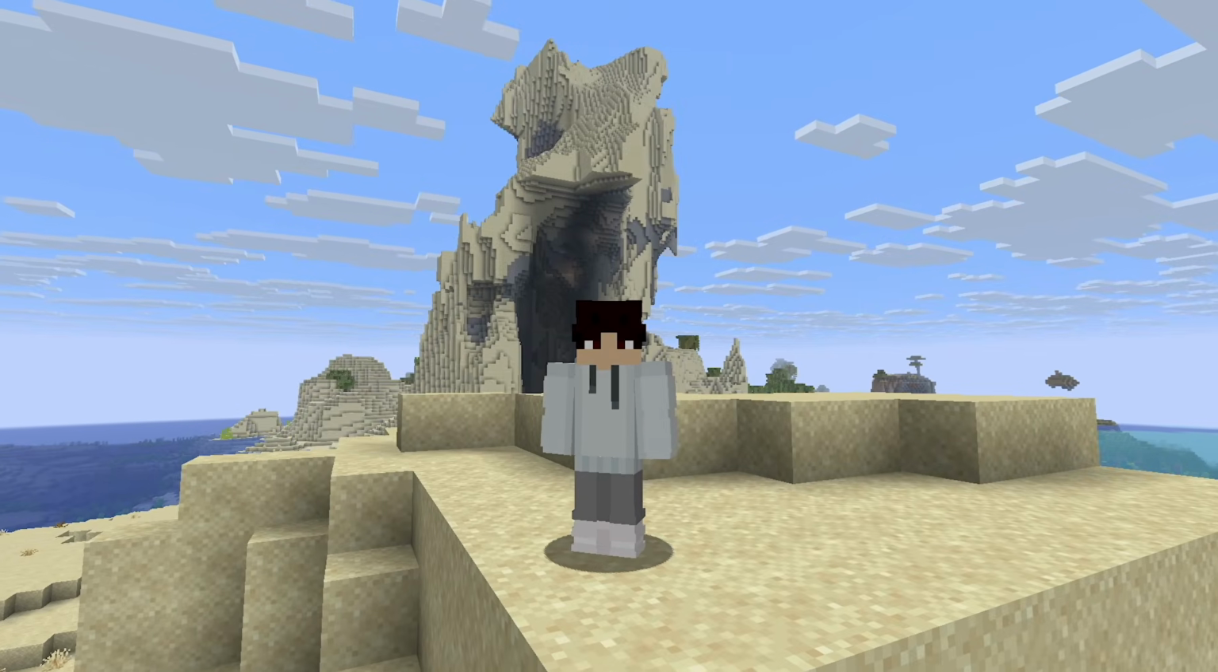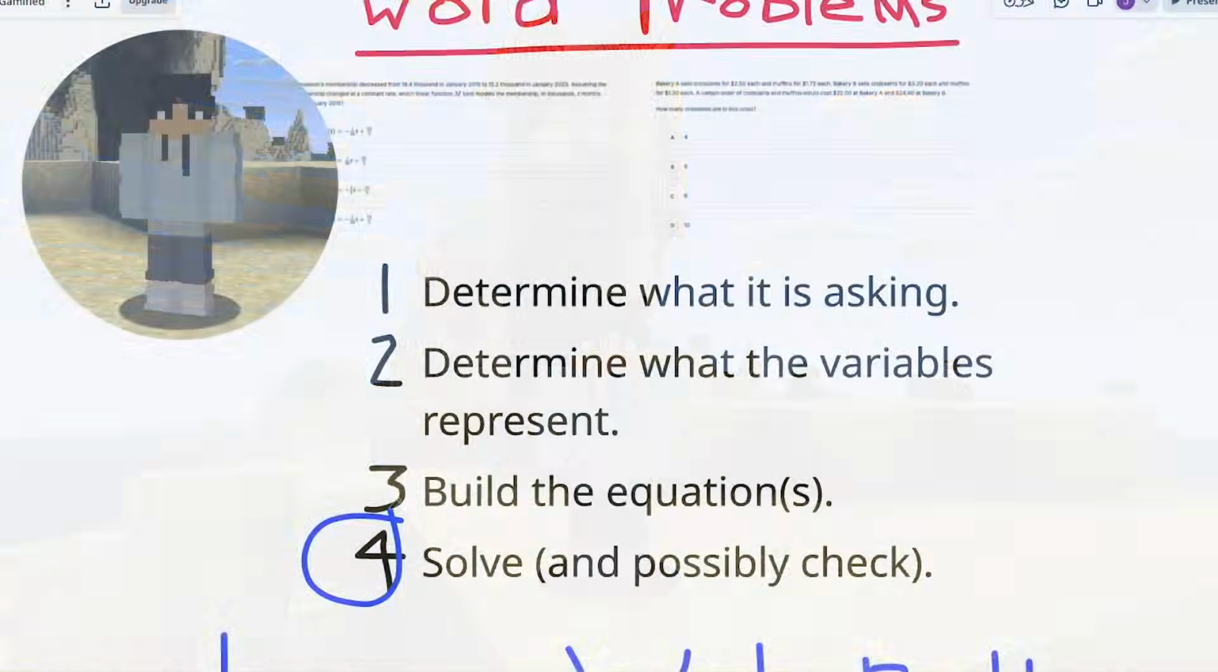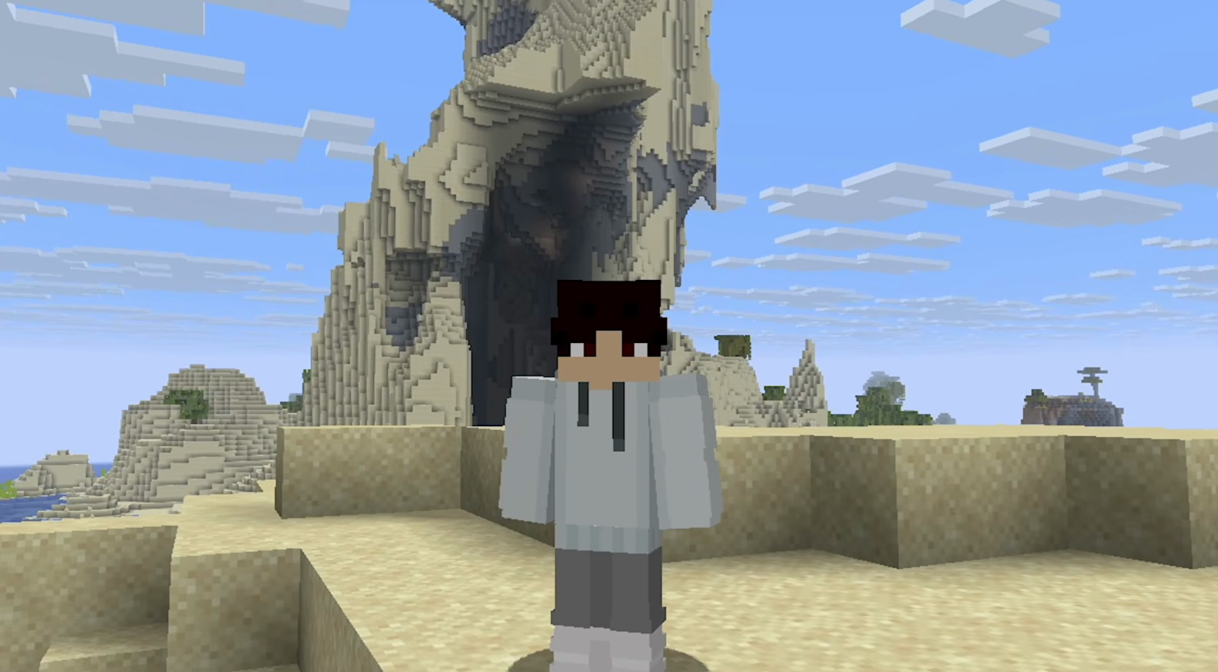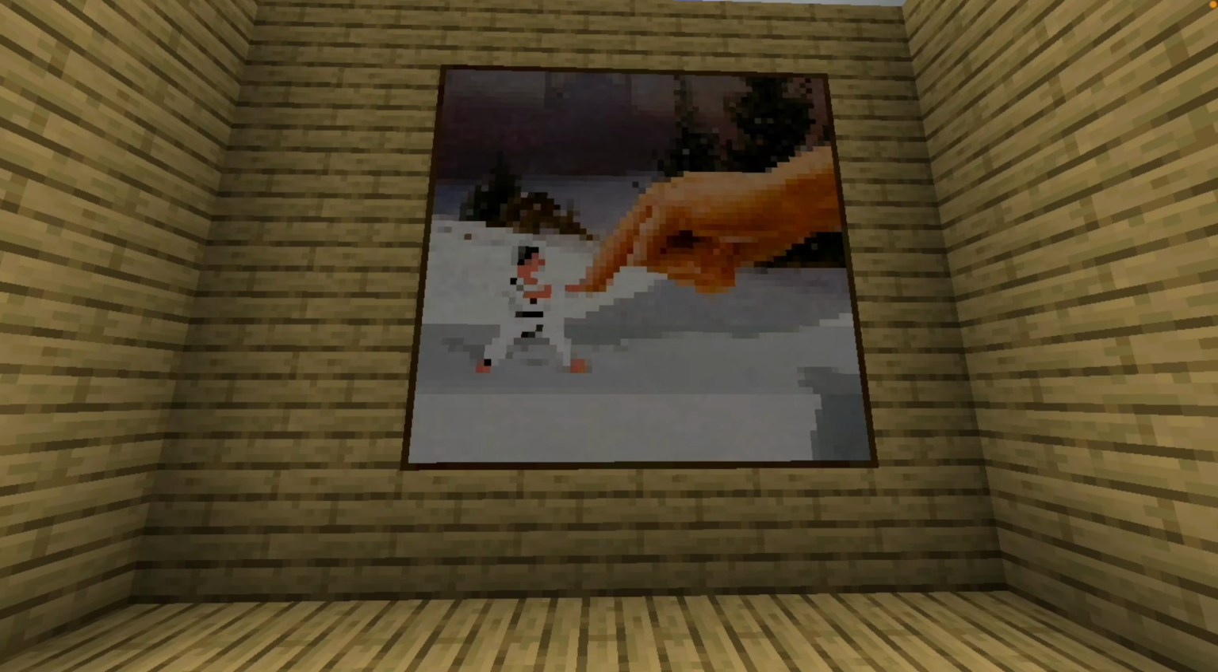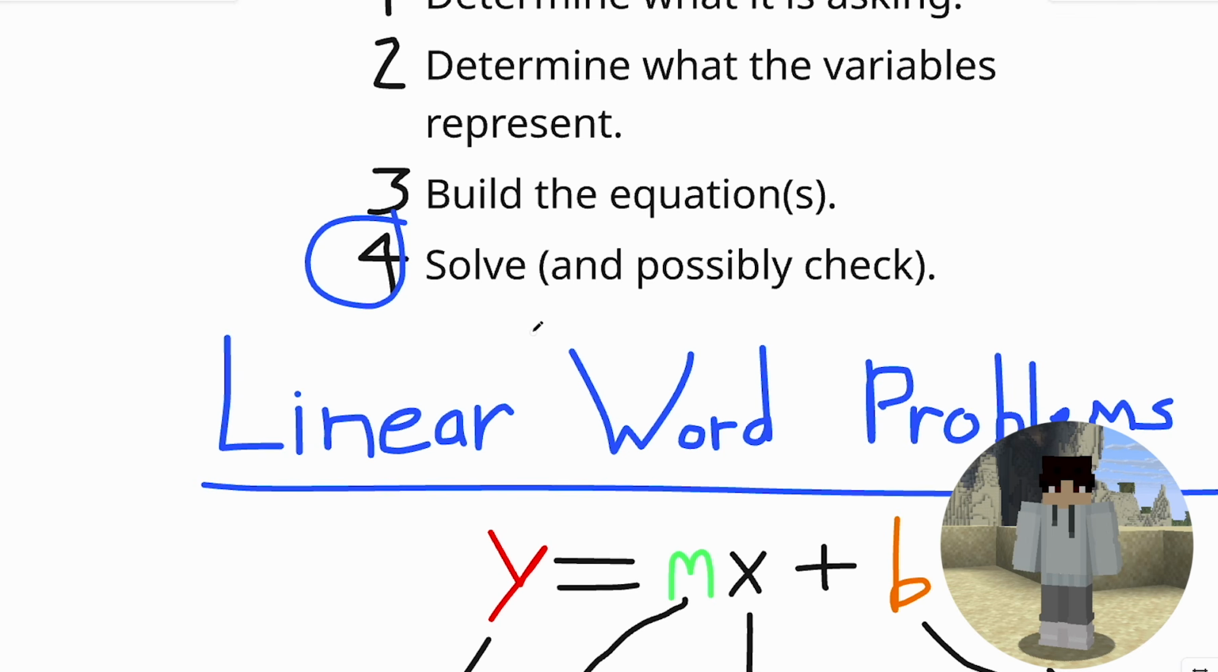The issue is a lot of people skip directly to step number 4, which is why they struggle on these questions so much. Because you need to be doing step 1, 2, and step 3 in order to actually get these questions right and understand what is going on. But first, let's talk about linear word problems.